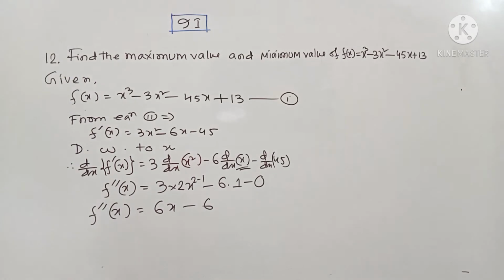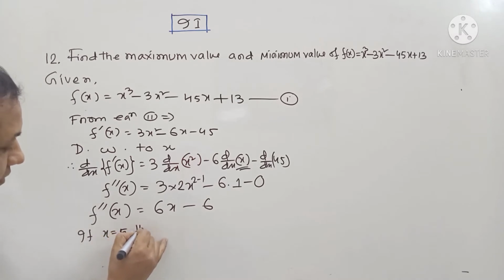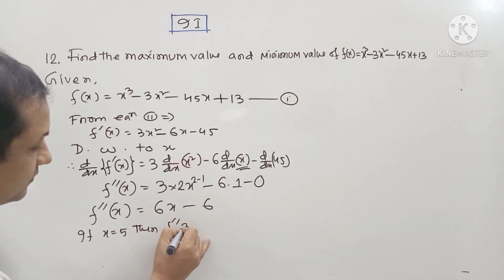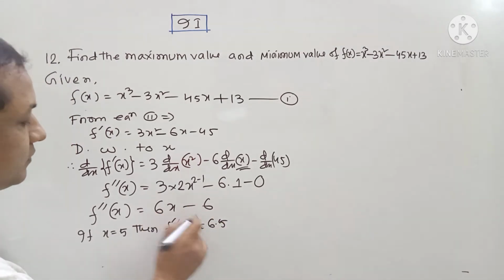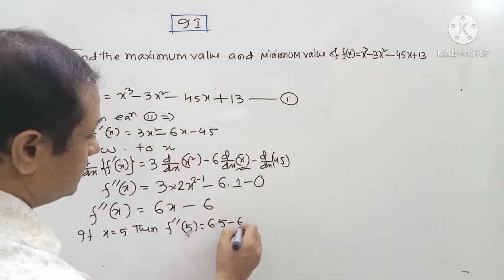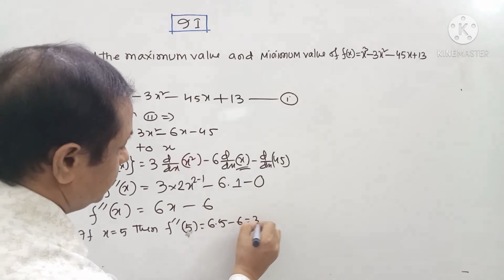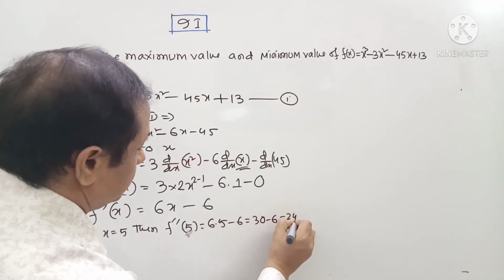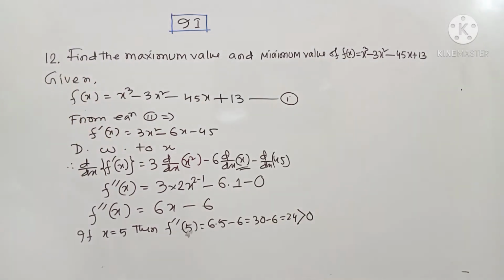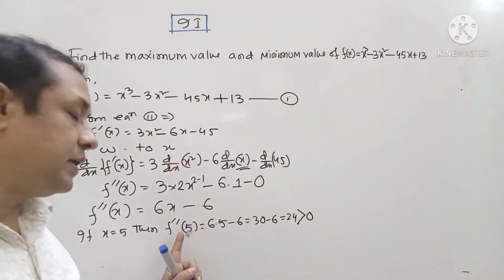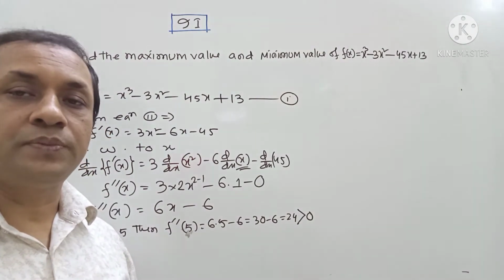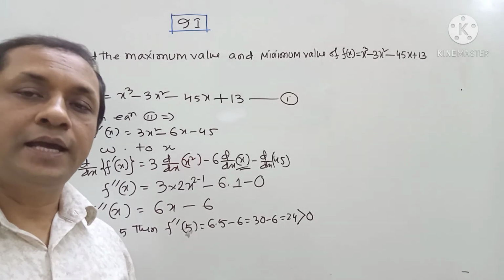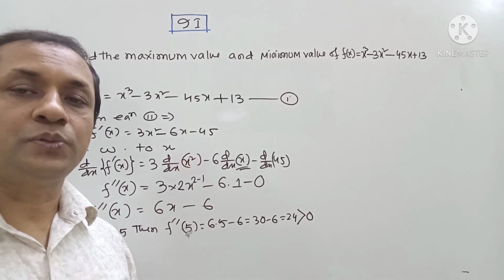Now student, if x equals 5, then f double prime 5 equals 6 into 5 minus 6. Here putting the value of x equals 5, we get 30 minus 6, which is 24, greater than 0. If x equals 5, then the value of f double prime is 24, greater than 0. 24 is positive, so the function f of x has a minimum value at x equals 5.